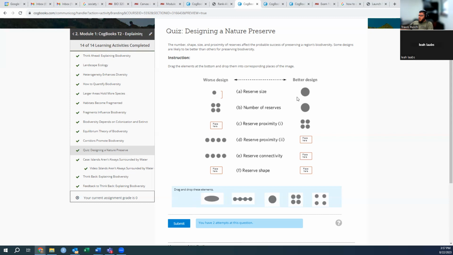All right, and then the second one they did for us. So this is the number of reserves, and they argue that one big connected one is better than 4 smaller ones. And why would we make that argument that the big solid one is better than 4 broken ones?